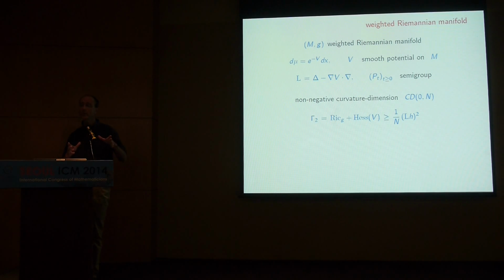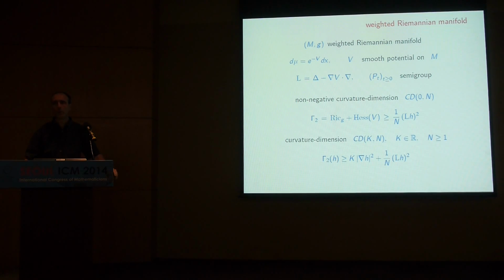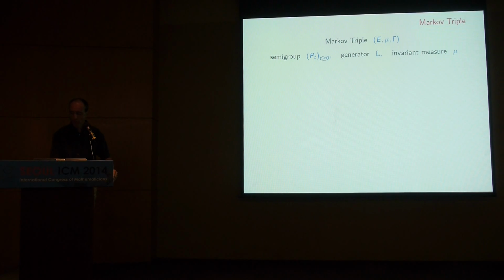But now the Gamma 2 has to take into account both the curvature of the manifold in terms of the Ricci curvature and also the convexity properties of the potential that you put in the weight. And similarly, you may consider curvature dimension for any lower bound on the curvature in this form. And you can actually even go further, with the so-called notion of Markov triple, in which you are dealing with a semigroup with generator L and underlying invariant measure, mu.